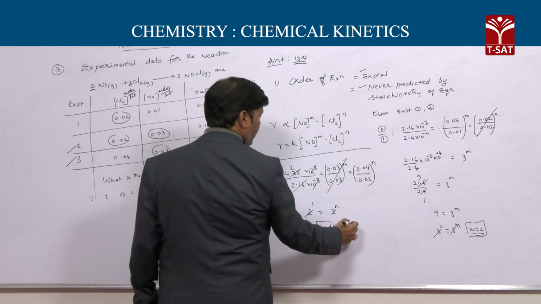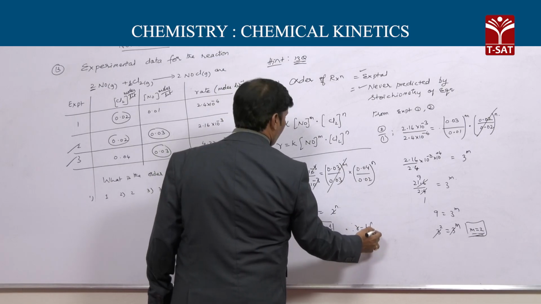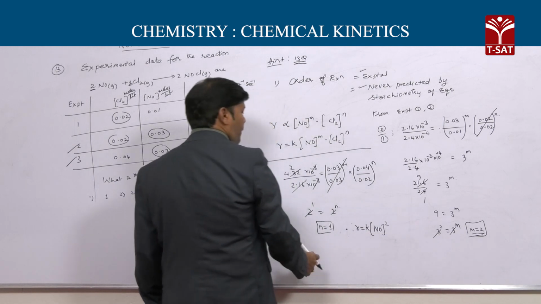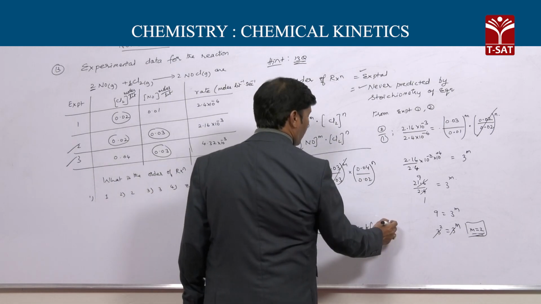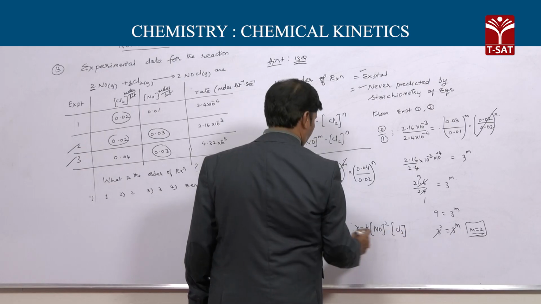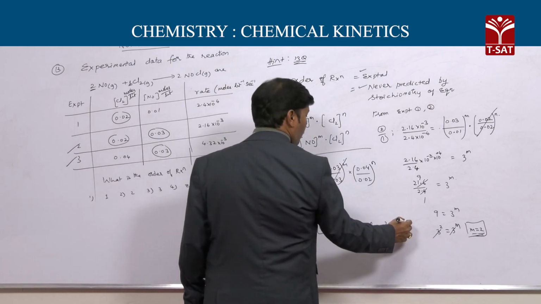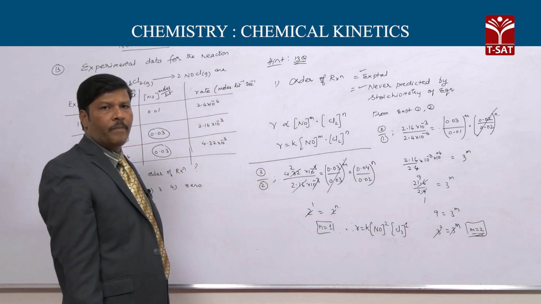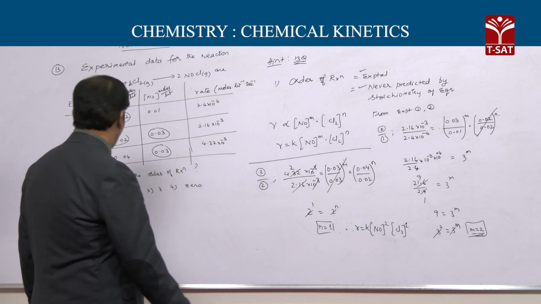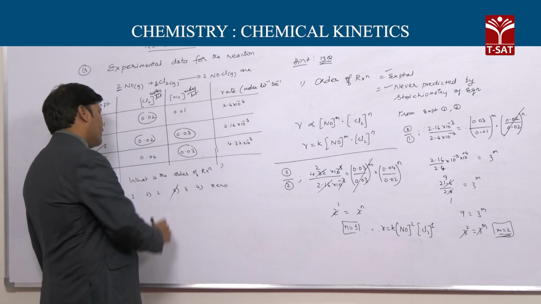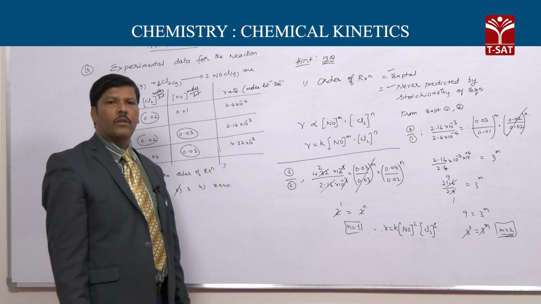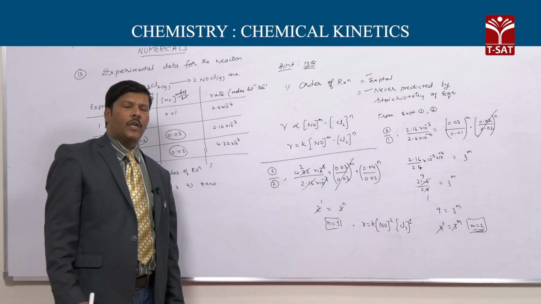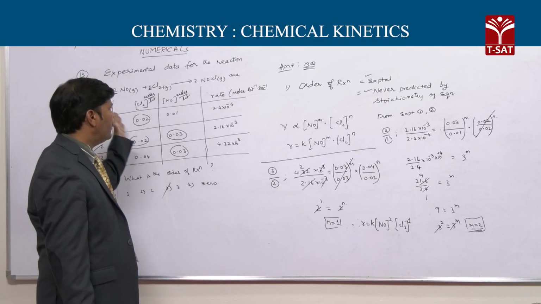So again the final expression: rate is equal to K into the concentration of nitric oxide. Actually m represents 2, so nitric oxide is second order, and the chlorine concentration is n, which reflects 1. So overall order is 2 plus 1, that is 3, a third order reaction. So we have to search for the option now. The third option has the third order reaction, so third order is the correct answer for the experimental evidence from the table.